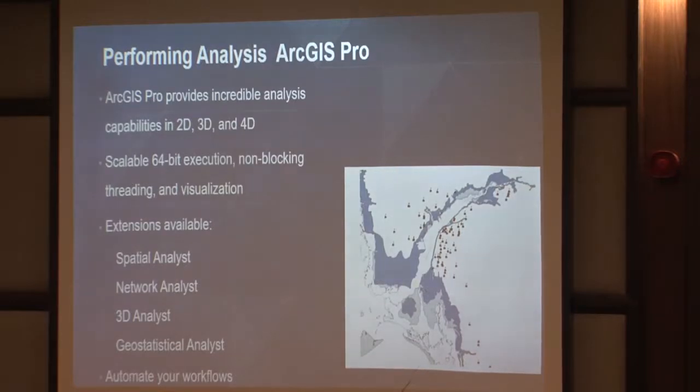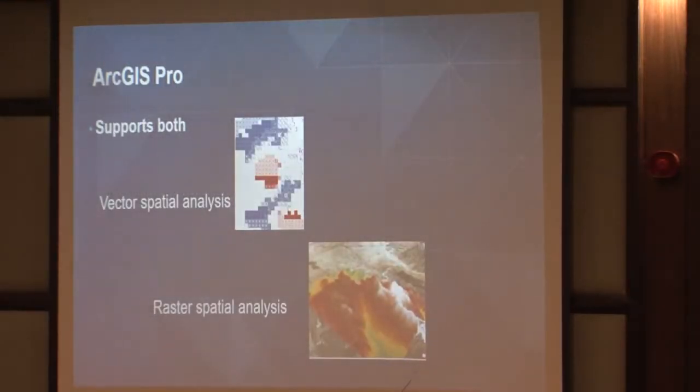So let's look at the kind of analysis that ArcGIS Pro supports. As I had mentioned earlier, it is contextual in nature, meaning that depending on the kind of data that you have, it will give you the tools that are relevant for use with that kind of data. If you have vector data, you still have the tools to perform vector spatial analysis. If you're working on raster data, the raster spatial analysis tools will still be available for you to perform the analysis.